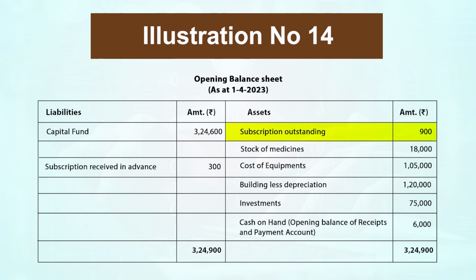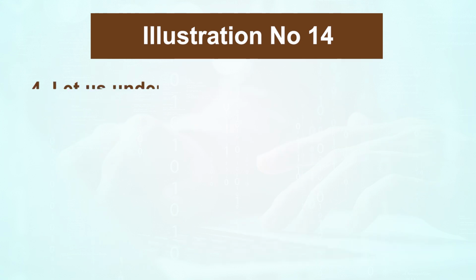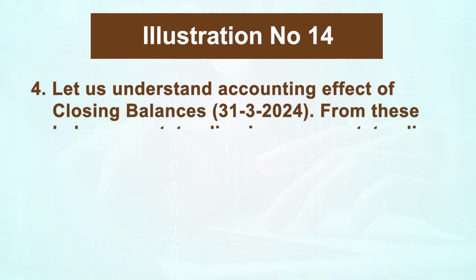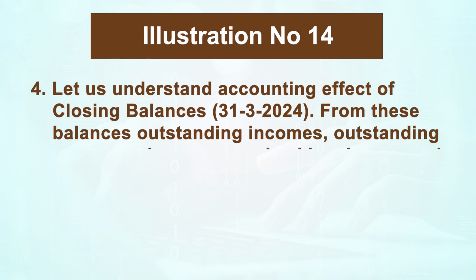Subscription outstanding 900. Stock of medicine 18,000. Cost of equipments 1,05,000. Building less depreciation 1,20,000. Investments 75,000. Cash on hand opening balance 6,000. The total of asset side is 3,24,900. Now let us understand accounting effect of closing balances, that is 31st March 2024.